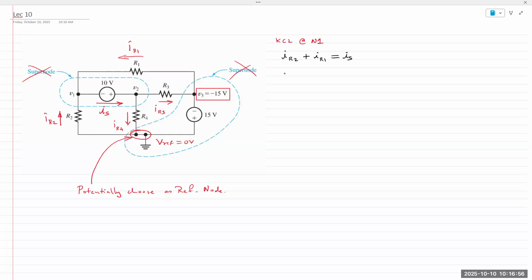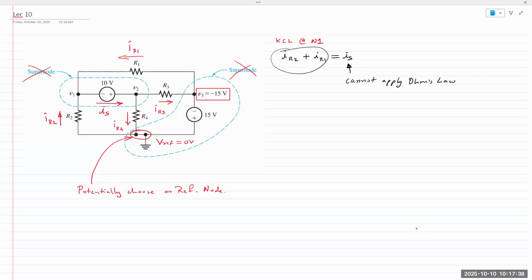Now, obviously, we can describe IR1 and IR2 using Ohm's law. And then we can describe it in terms of the node voltages. But we cannot do the same for IS. We cannot apply Ohm's law to IS. So we need to find a way to eliminate IS.